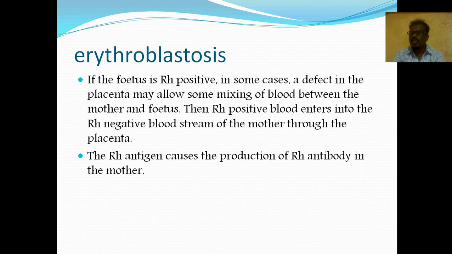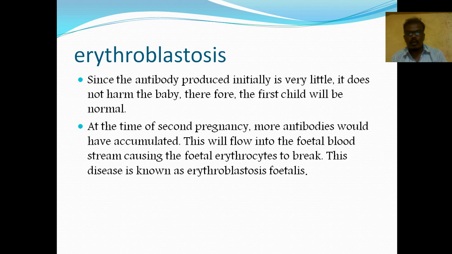That initiates the production of antibody in the mother. The RH antigen, meaning rhesus factor, of the positive baby initiates the production of RH antibody in the mother. Whenever the antibody is produced, the first time it produces very little, so it does not affect the baby. Therefore the first child will be normal.